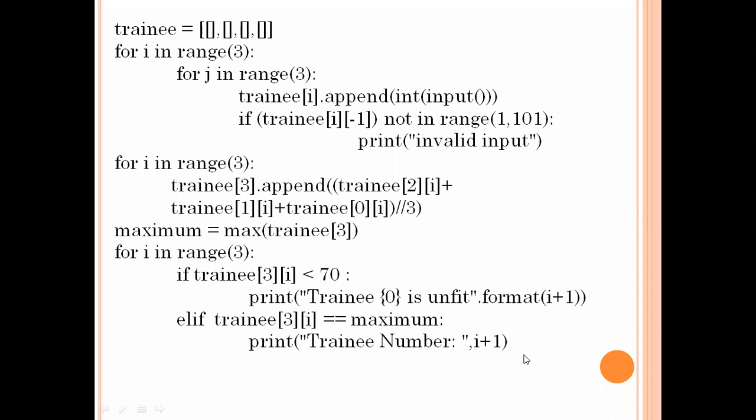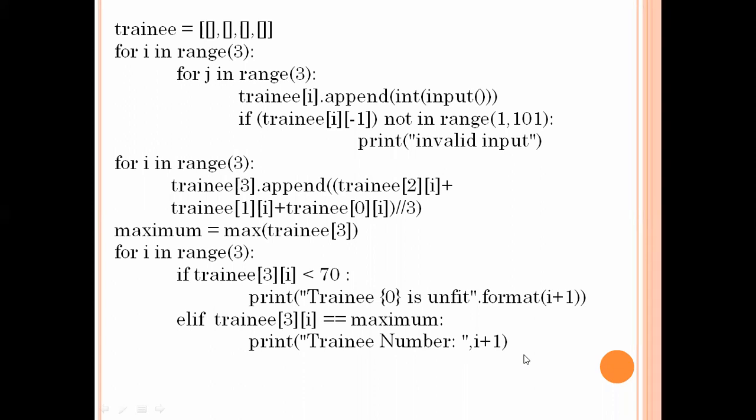So take the 2-dimensional list. So the 2-dimensional list is represented like this. For j in range of 3, trainee of i dot append of int of input. So here we enter the oxygen levels of each and every trainee. If trainee of i minus 1 not in range 1 to 101, then print invalid input. Suppose you enter oxygen levels less than 1 or more than 100, it is invalid input.